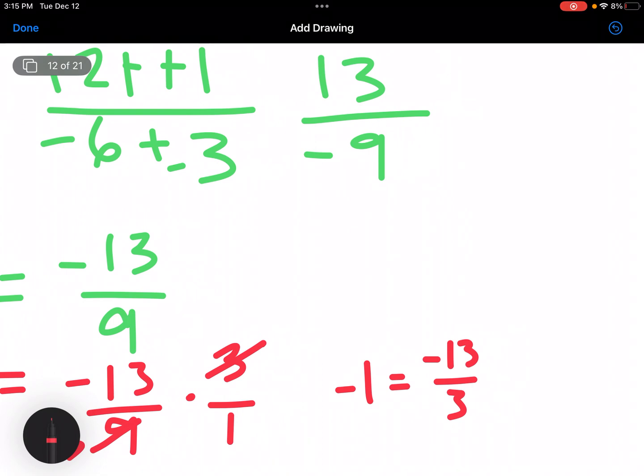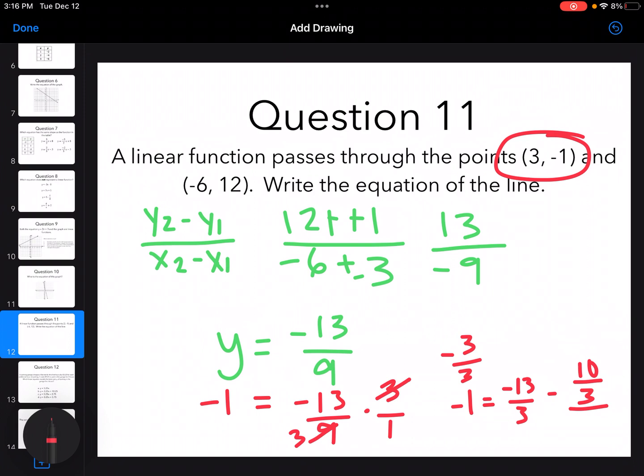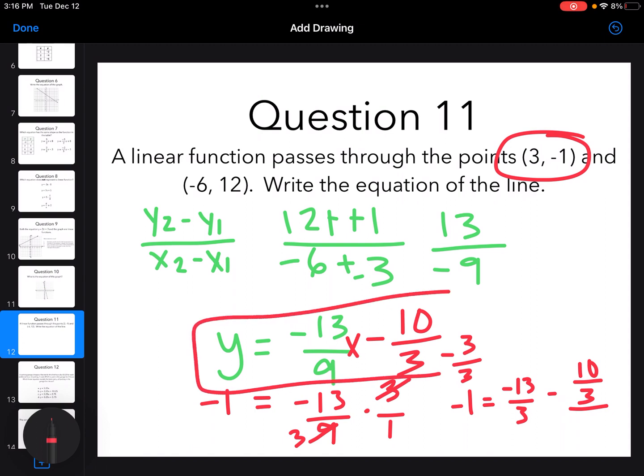So what do I have to add or subtract to get from -13 over 3 to -1? So right now I have -3 over 3. So that means I would have to add or subtract another 10 over 3, right? Yep. That one's a hard one. You guys won't get one that's that hard. Okay, so we've got y equals -13 over 9x minus 10 thirds.